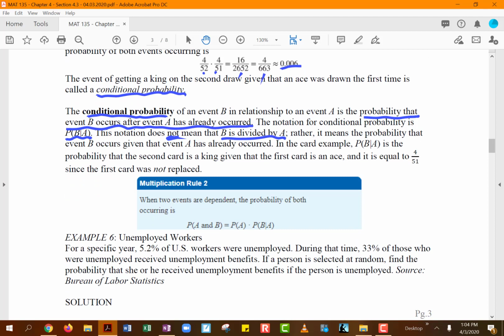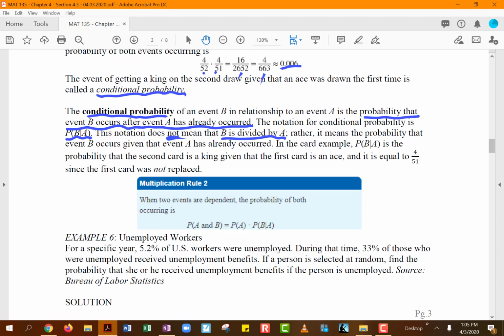Okay, so just kind of putting this all together, your conditional probability is going to happen when you have dependent events. So your first event you will calculate like you normally do, so there would be no change in that. But when you calculate the probability for your second event, that's where the conditional probability comes in, because your second event happens after the first event has already happened.